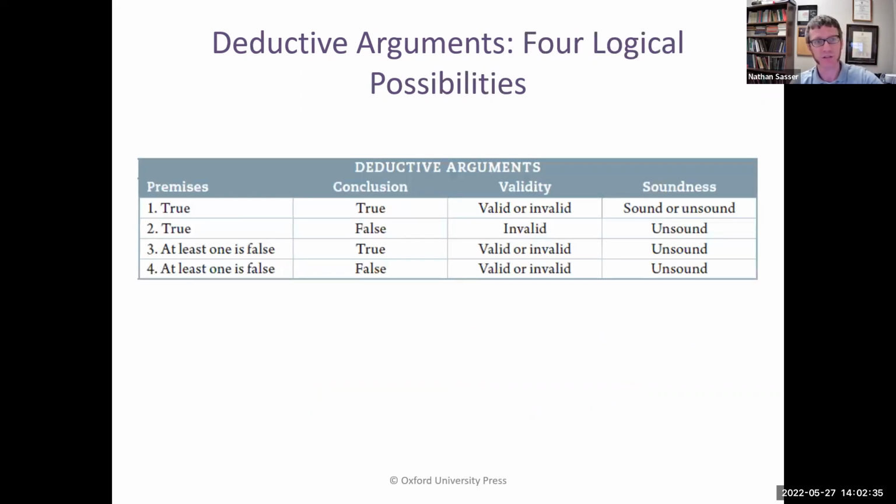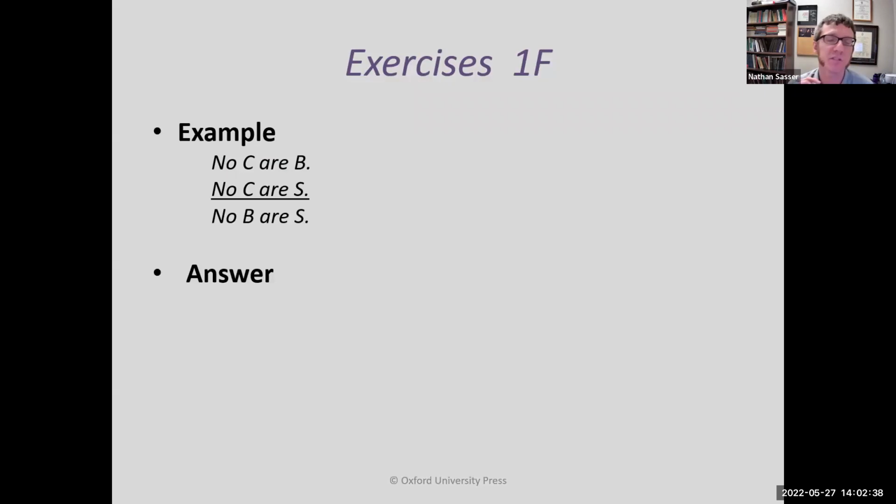So let's try another one here. No C are B. No C are S. Therefore, no B are S. Now, our question is this. Is this a valid argument? That is, any argument which has this form, does it always necessitate the truth of the conclusion? And I'll tell you, it's not valid. You will be able to come up with a counterexample. You can come up with a set of terms, a substitution for C and for B and for S, which make the premises true, but the conclusion false.